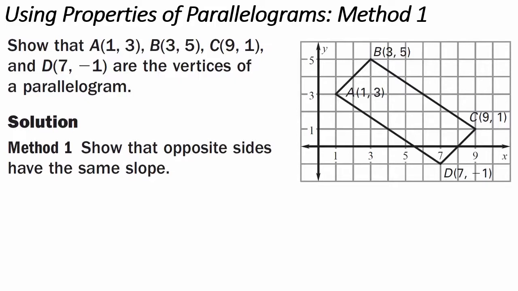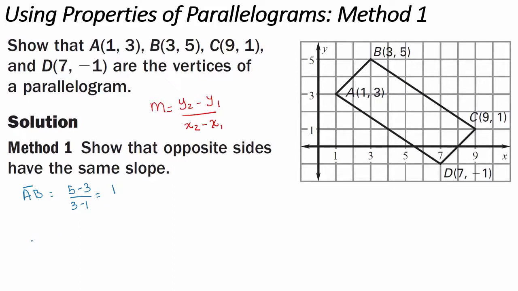We start by looking at method 1, in which we show that the opposite sides of the quadrilateral have the same slope. Remember, to find the slope of any line segment, it's y2 minus y1 over x2 minus x1. So let's start by looking at the slope of AB. We've got 5 minus 3 over 3 minus 1, which when you simplify that, you get 1.